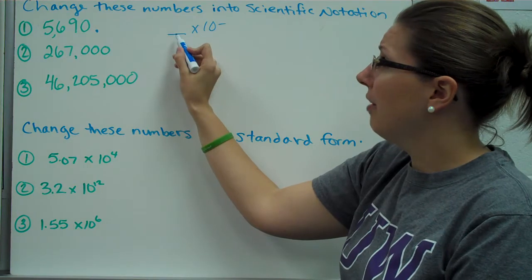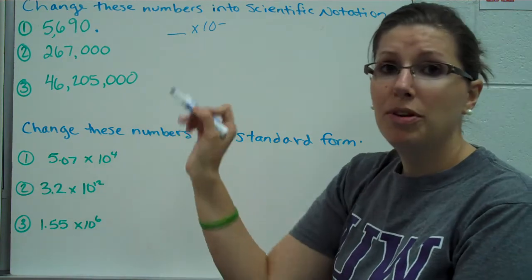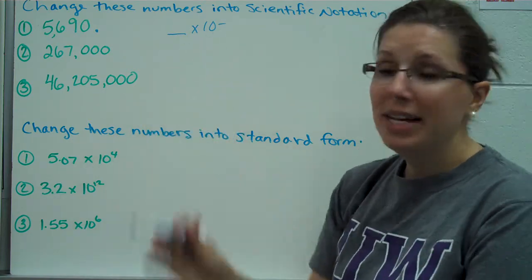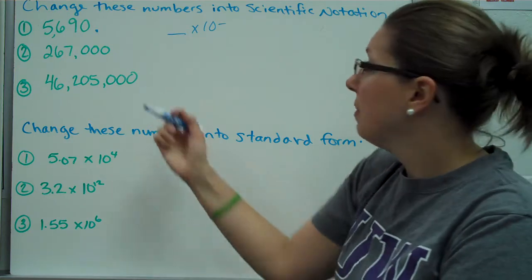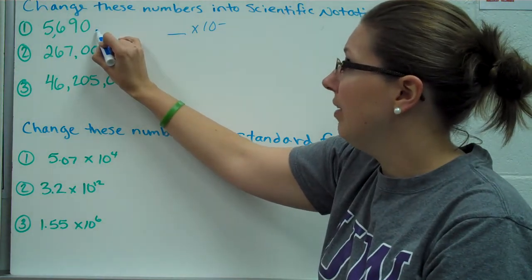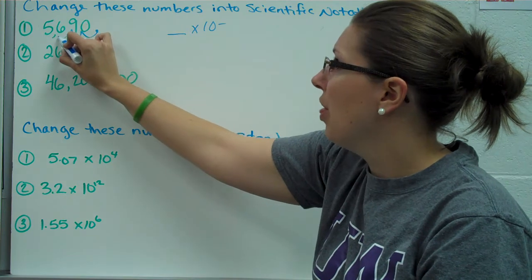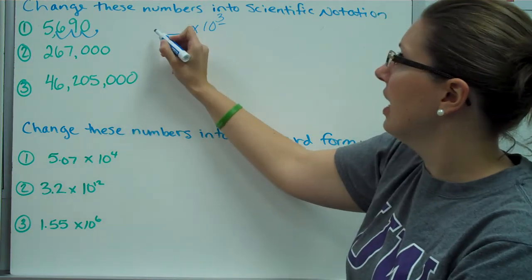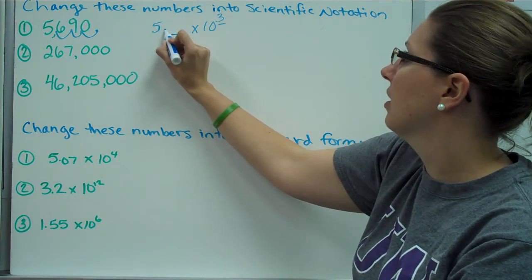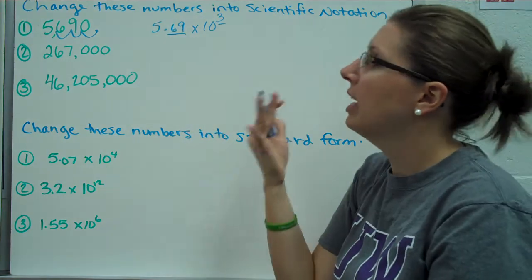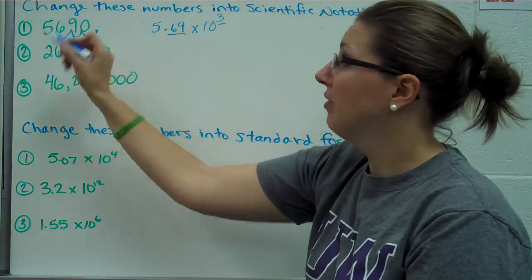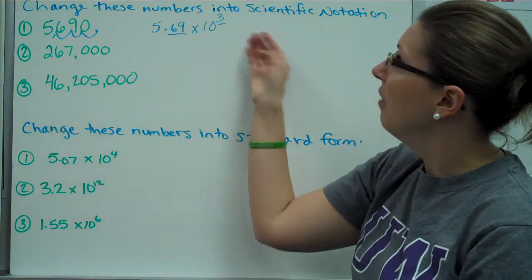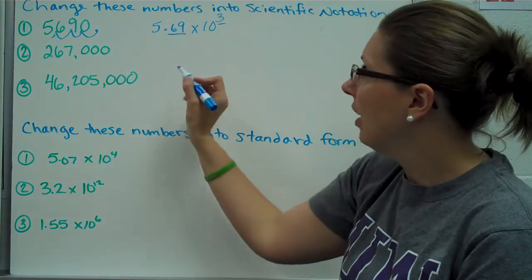So to get my first number here, I have to move the decimal so that I'm creating a new number in between 1 and 10. And then the exponent is how many times I move the decimal to get there. So I'm going to move and count as I go. 1, 2, 3. That's 3 places. And my new number is 5.69. Because that's where my decimal is going to be after I move it 3 places to the left. If I move the decimal to the left, I have a positive exponent. All right, let's try the next one.